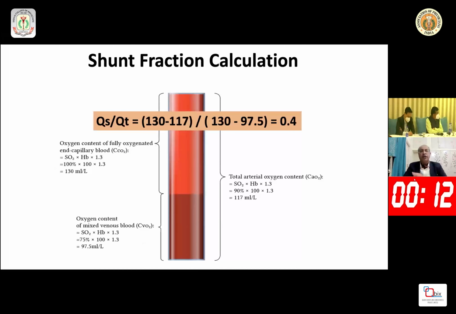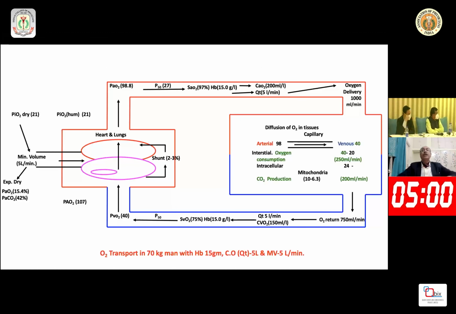Shunt fraction calculations, you do it; I will not go into more details about it. Normal shunt fraction should not be more than 2 to 3%, up to 5%. If it is more than that, there is something wrong. Majority of the time these are intrapulmonary shunts. Now, this is the summary of oxygen transport which all of us as clinicians, physicians and critical care intensive specialists need to know.